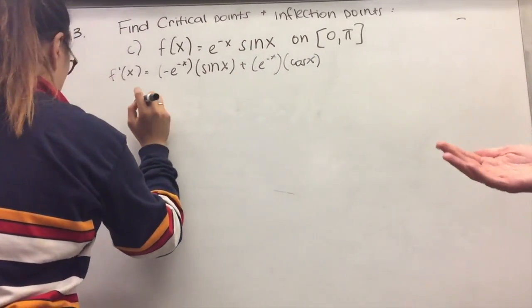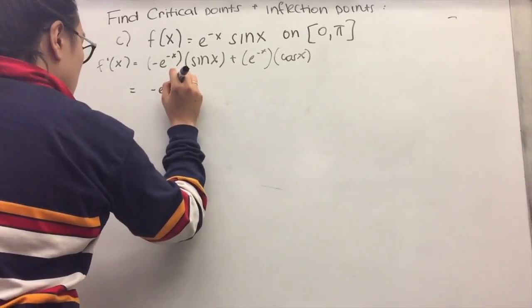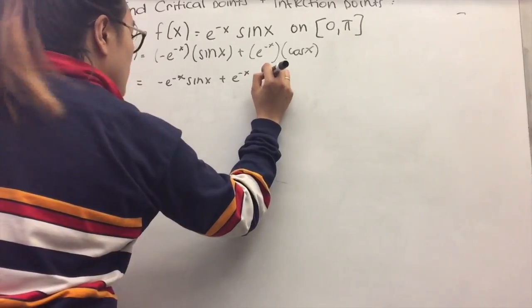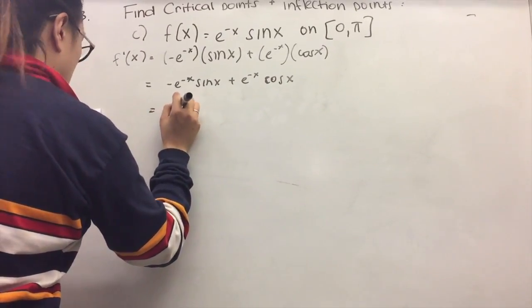So you get negative e to the negative x times sine of x plus e to the negative x times cosine of x. And now we're going to multiply that out to get negative e to the negative x times sine of x plus e to the negative x times cosine of x.